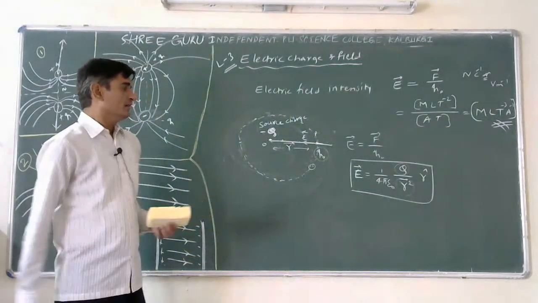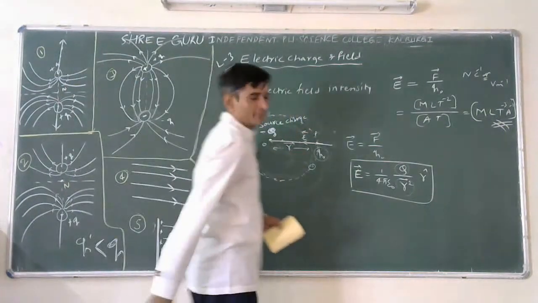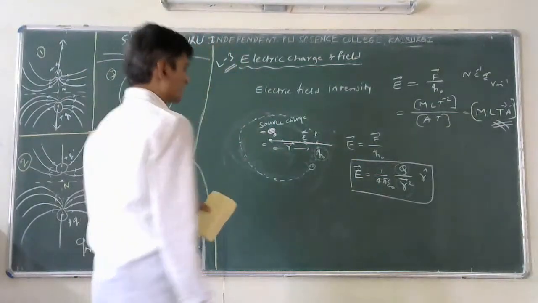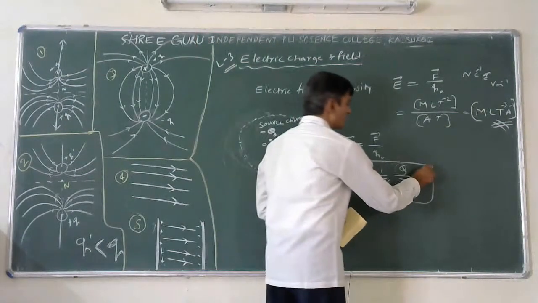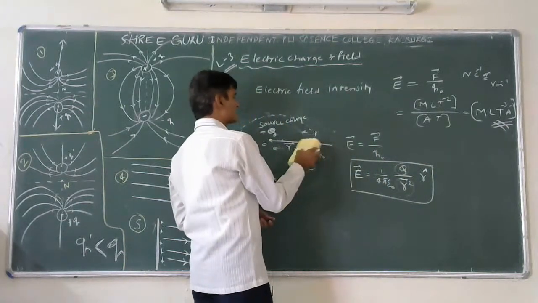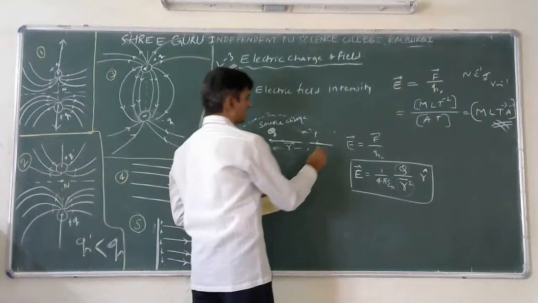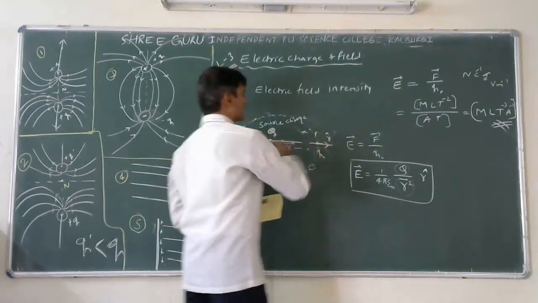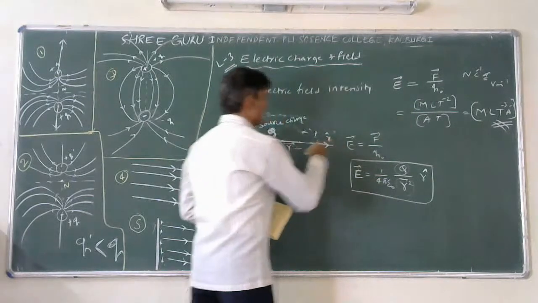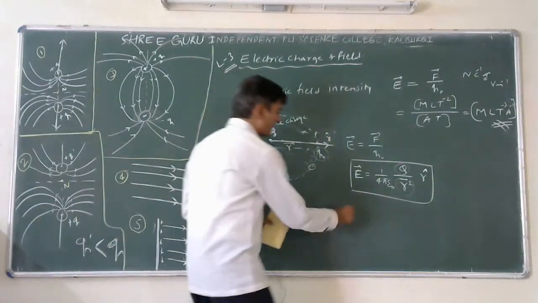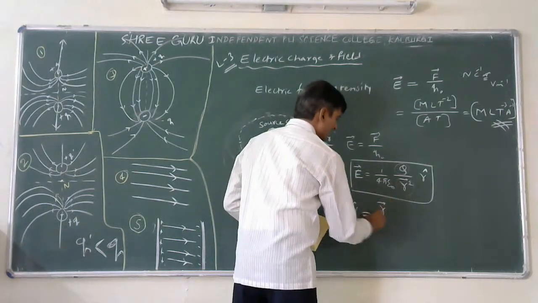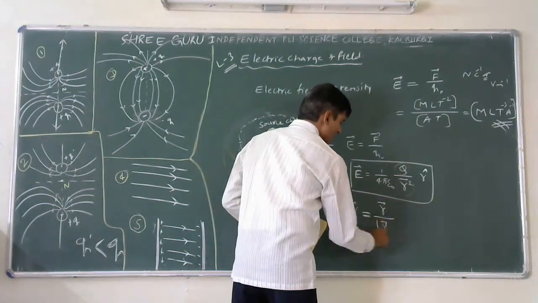Now, next concept. This formula can also be written like this. Some of the books will write it like this, so don't get confused. This r cap is nothing but a unit vector in the direction of the force, or away from O, along the line OP. Correct? This r cap, the unit vector, can be written as the vector divided by the magnitude of that vector.